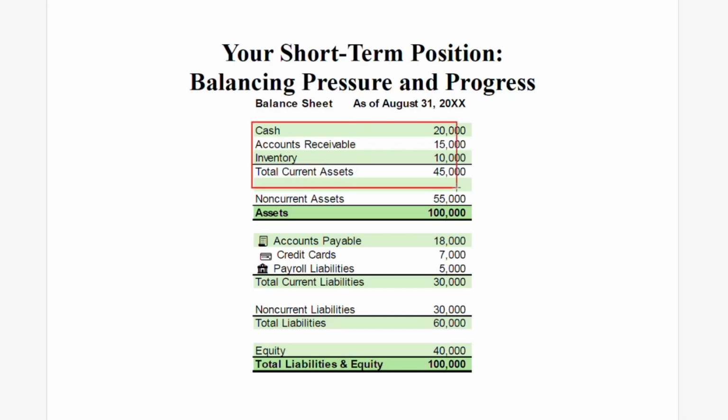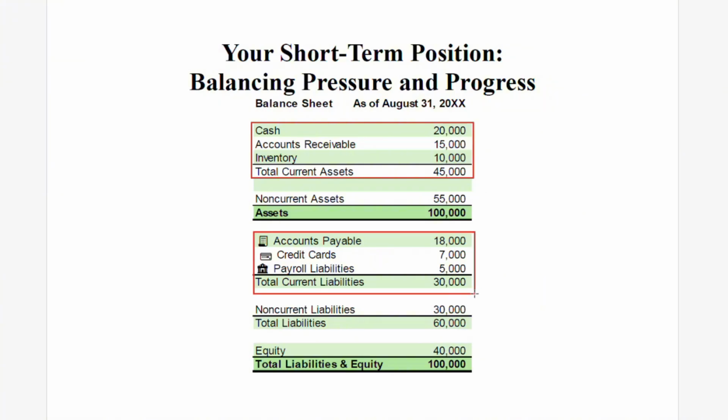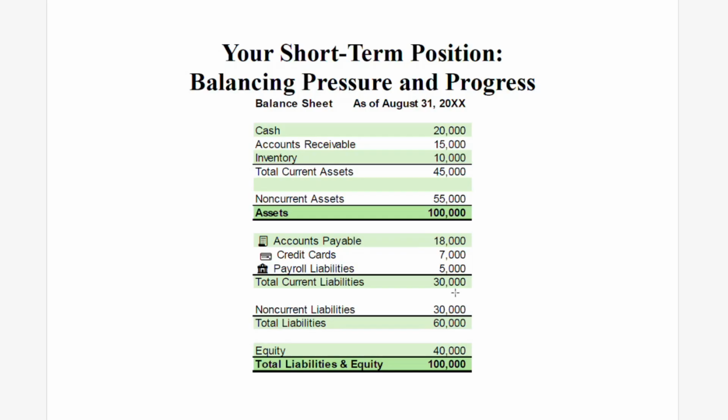So just to recap, we talked a little bit about current assets last week. These guys right here. Oops, not those guys. These guys right here. All right. So today we're going to dive a little deeper into our current liabilities.